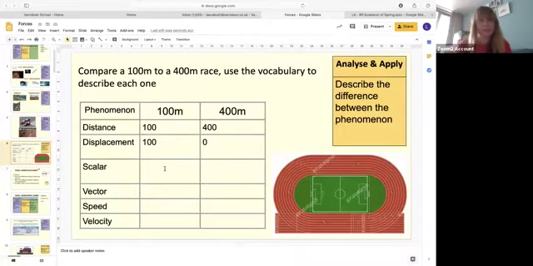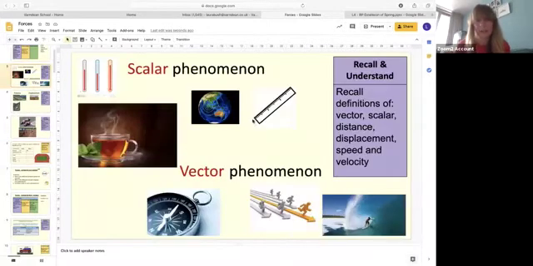Then we've got the difference between scalar and vector. So let's have a think about this then. A scalar phenomenon fits on a scale. So for example, temperature. An earthquake can fit on a scale as well. A vector phenomenon, a vector event, also fits on a scale, but most importantly, it has direction. And that direction is in one direction. It's not constantly moving round.